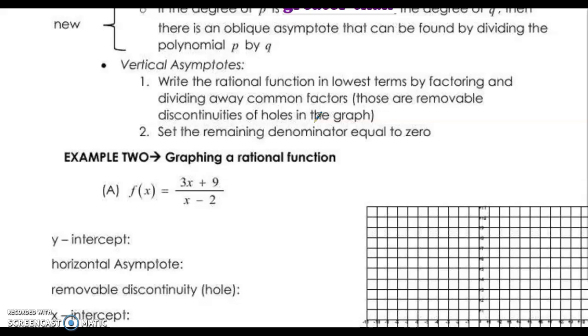Okay, so for example number 1, the first step is to factor the numerator. If I GCF out a 3, I don't have a factor in the numerator and a factor in the denominator that cancels. So I'm going to have no hole, none.